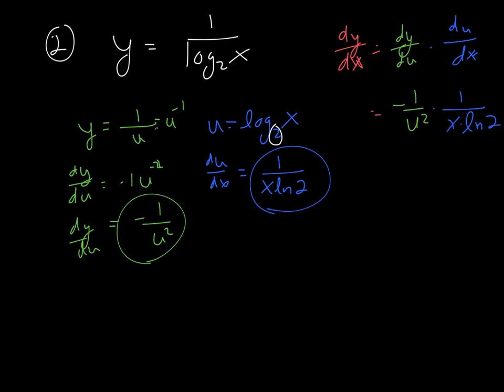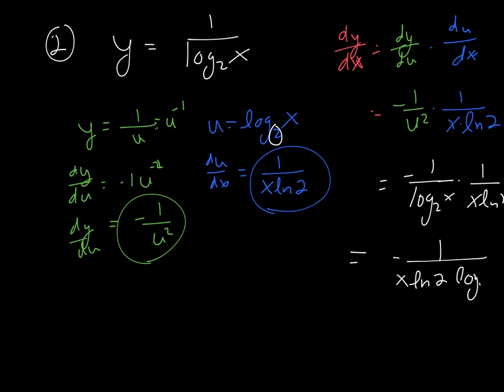And the only thing I need to do at this point is substitute in for my u. U is log base 2 of x, so negative 1 over log base 2 of x, log base 2 of x. So that's coming from this right here, substituting in for u, times 1 over x natural log of 2. And let's see, I can make it one fraction, negative 1 over x natural log of 2 times log base 2 of x. I don't think I can do anything else with that, so we will leave that alone. Kind of a crazy answer, but it works.